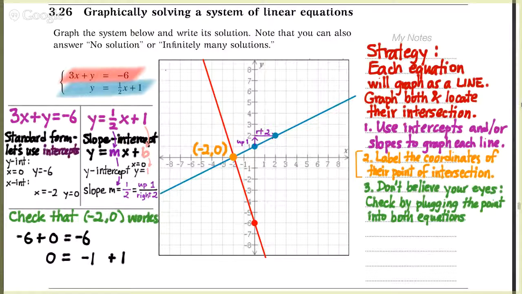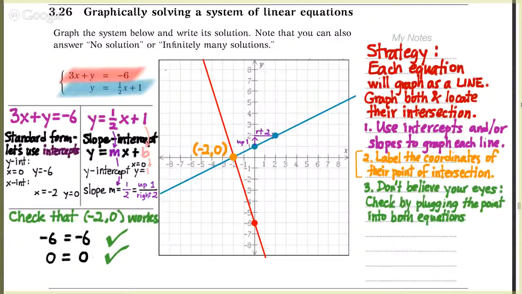And now that all our multiplications and divisions are done, we can do our additions and subtractions. -6 plus 0 in the first equation becomes -6. -1 plus 1 in the second equation becomes 0. And lo and behold, the point where x is -2 and y is 0 satisfies both of our equations. It makes both of our equations balance. Therefore, -2, 0 really is the point of intersection between these two lines.